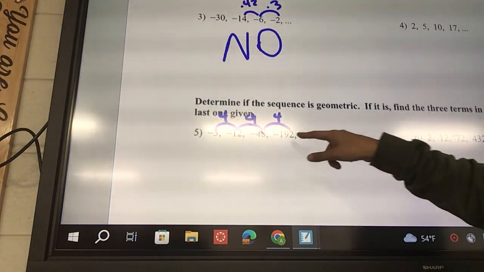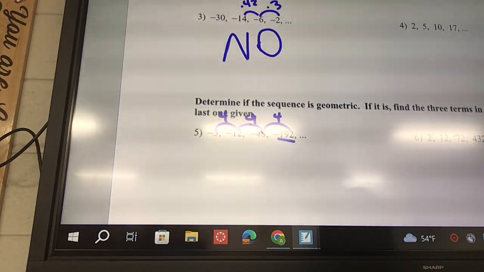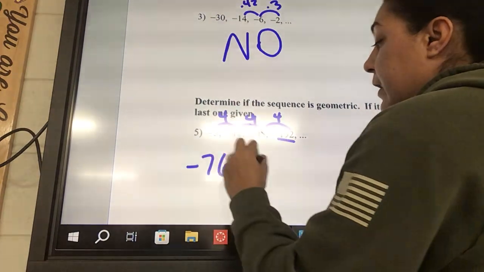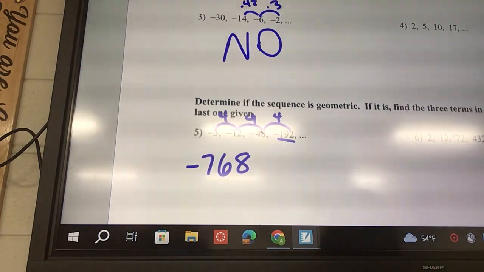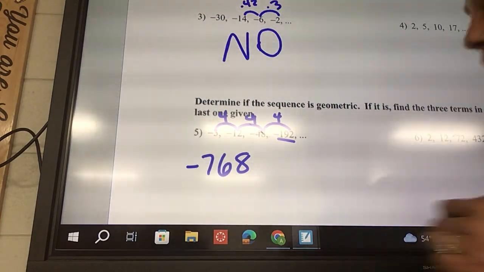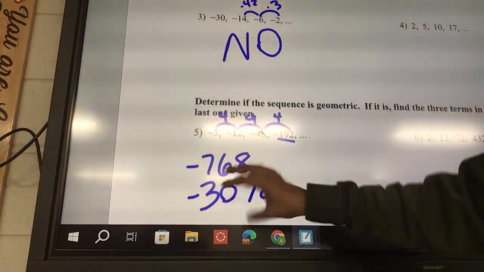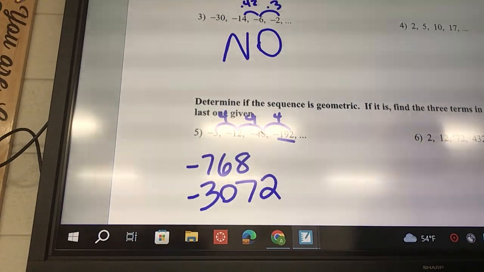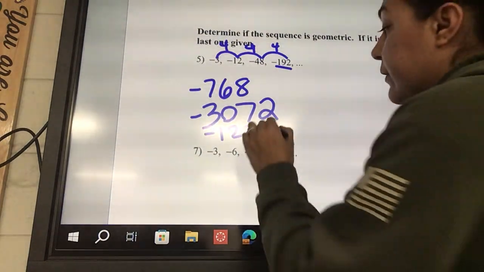You're going to take the last term that's on your list, so negative 192, and times it by 4. And that gives you negative 768. You're going to take this term now and times it by 4. So negative 768 times 4 is going to be negative 3072. And now you're going to take this 3072 and times it by 4. And that gives you negative 12288.